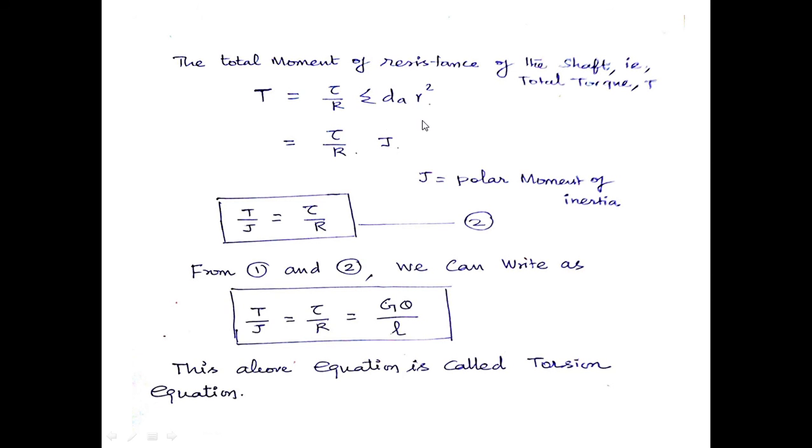From elementary strength of materials, we know that sigma dA r square is nothing but J, the polar moment of inertia. It is moment of inertia, but here we consider it because of torque, so it becomes polar moment of inertia. So T equals tau by R into J. This J comes here, so T by J is equal to tau by R. This is equation number 2.